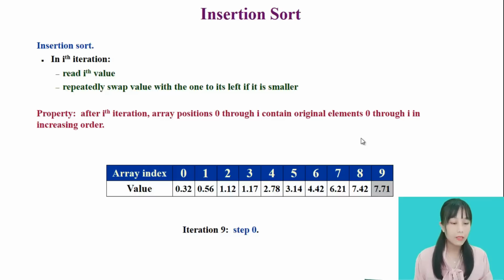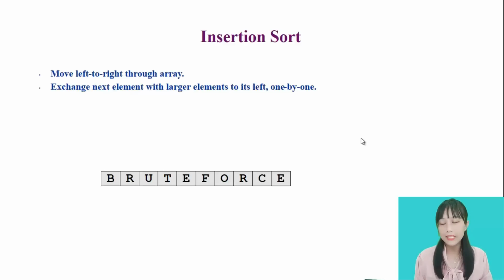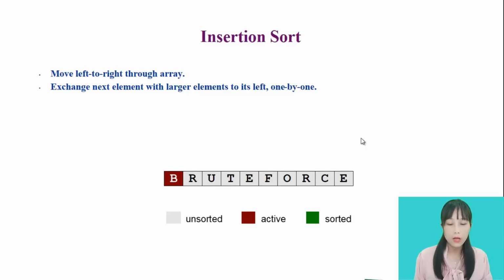Iteration 9, 7.71. Step 0, no swap. Done. Another example. Move left to right through an array. Exchange next element with larger elements to its left one by one. The word is B, R, U, T, E, F, O, R, C, E. Gray color, unsorted. Red color, active.